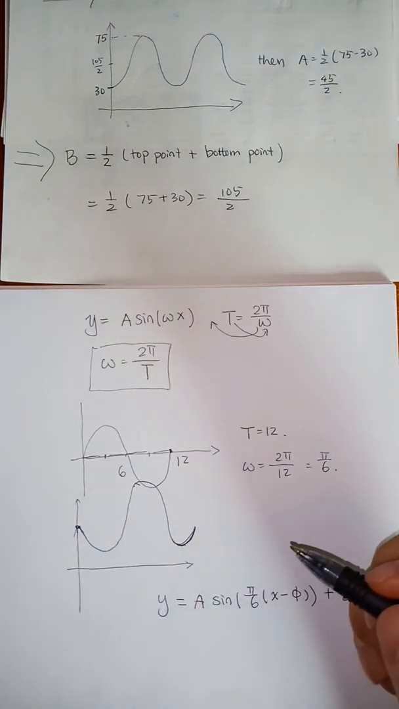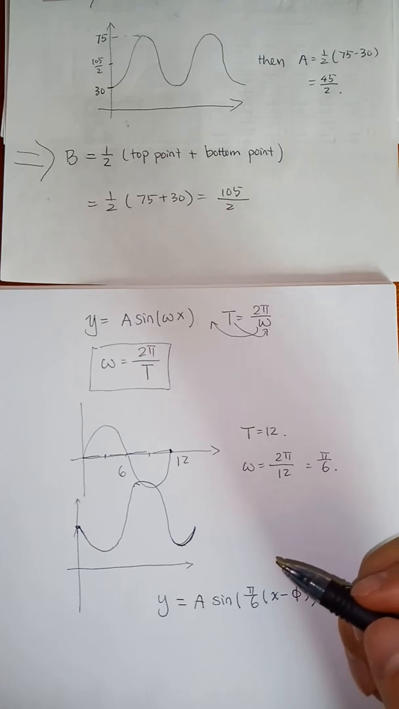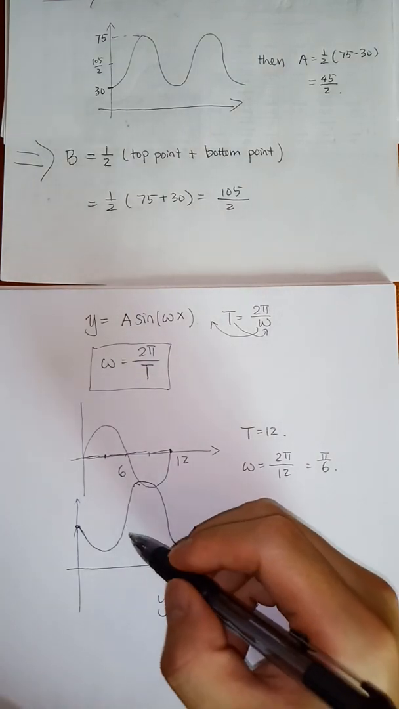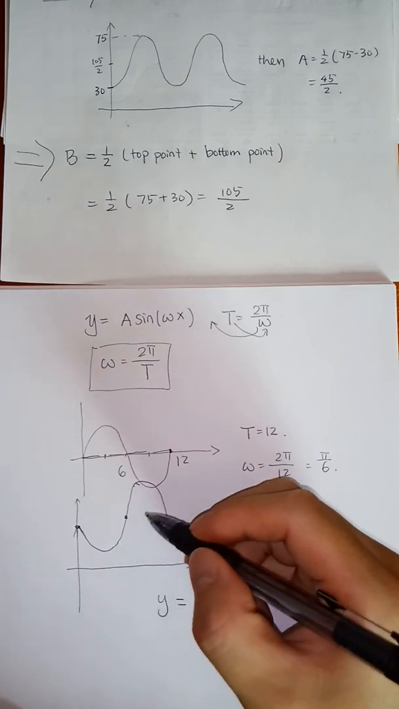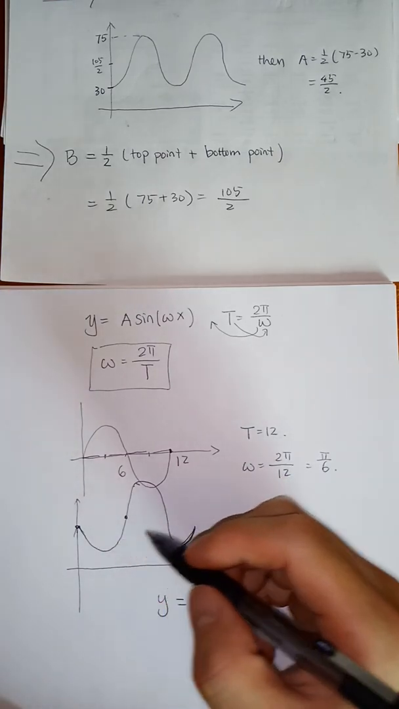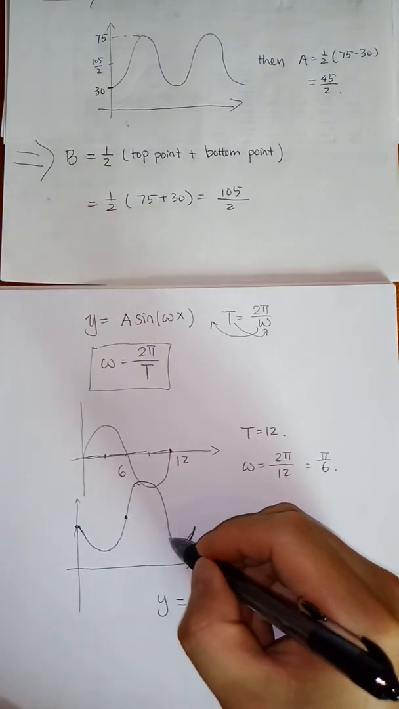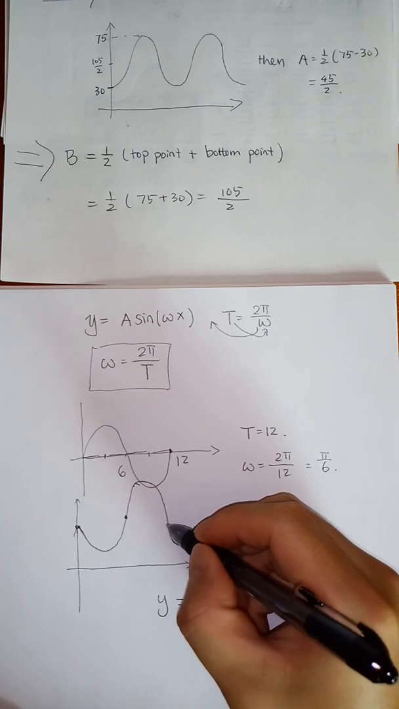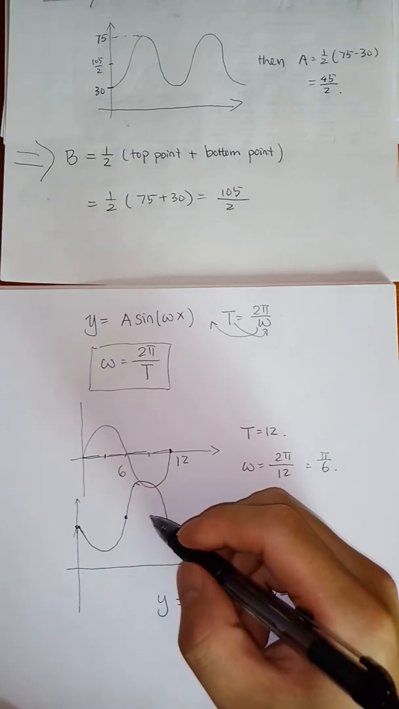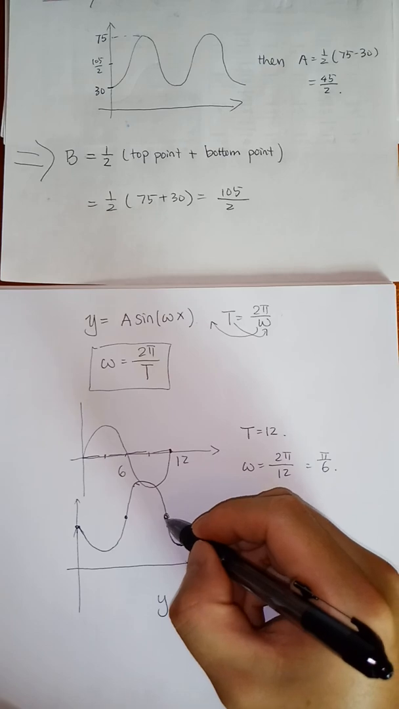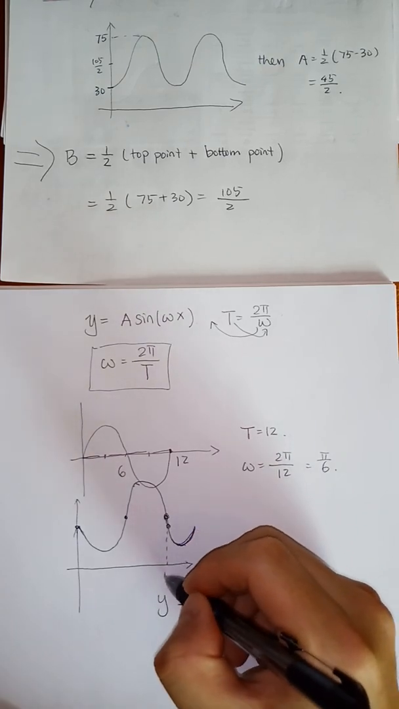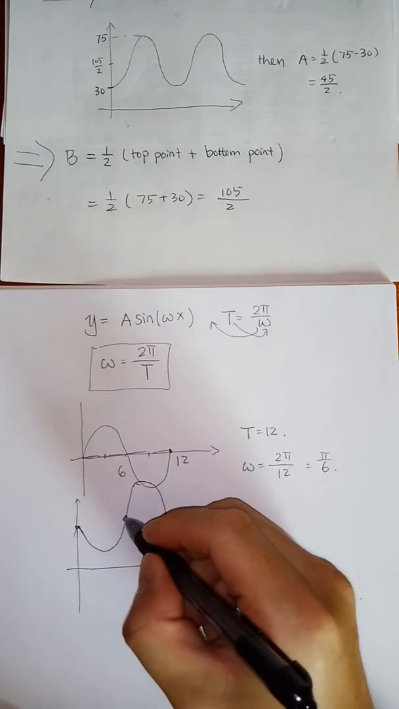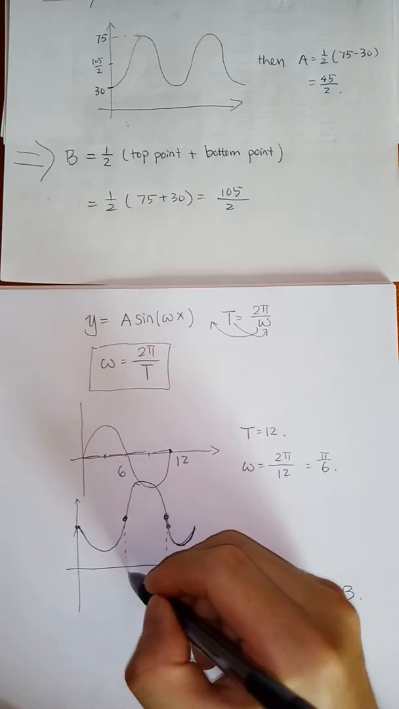And from this part you see what the shift is. I must label them carefully. Let me first label them and then we explain why we have such a shift. This is 12. 6.